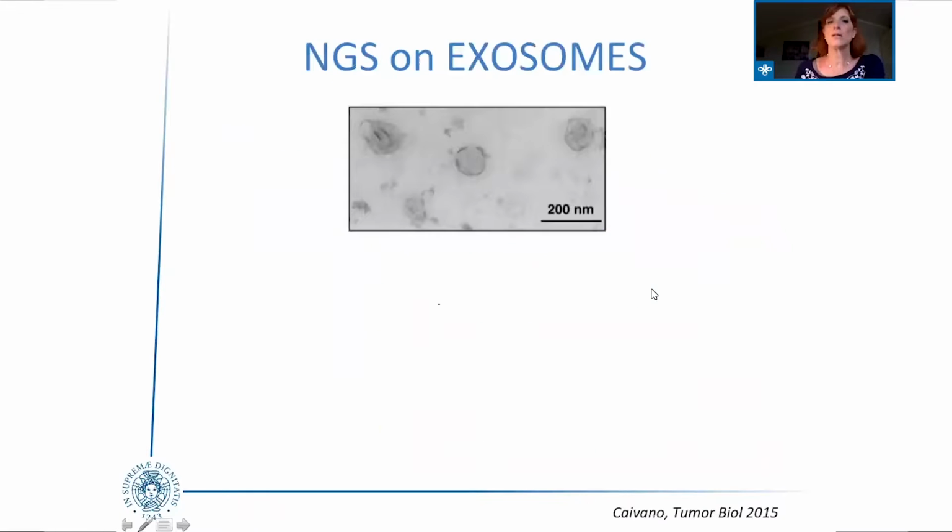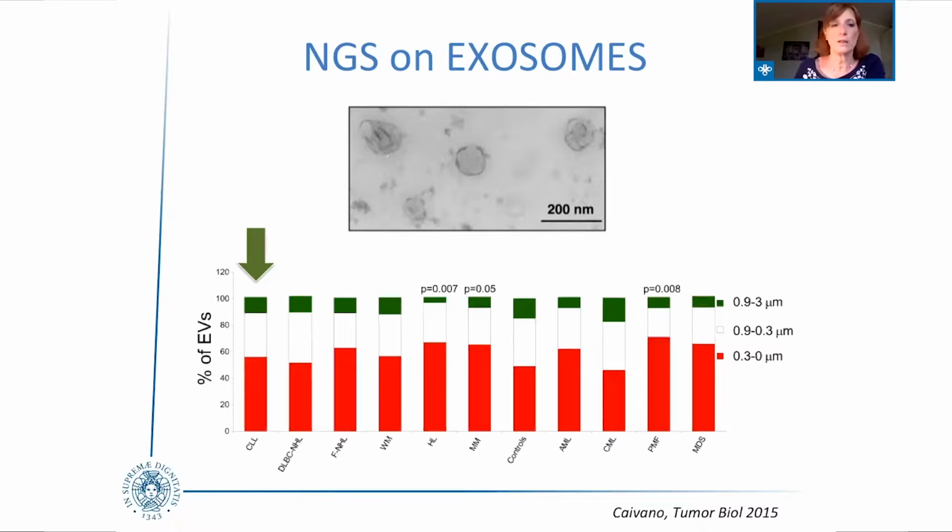And another interesting target can be exosomes. Exosomes are extracellular vesicles useful for understanding the dissemination of solid cancers, but exosomes are also produced by hematological diseases, such as chronic lymphocytic leukemia, or myeloma, or non-Hodgkin lymphomas.